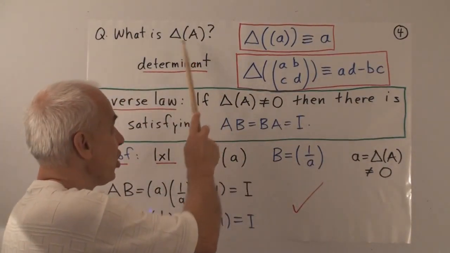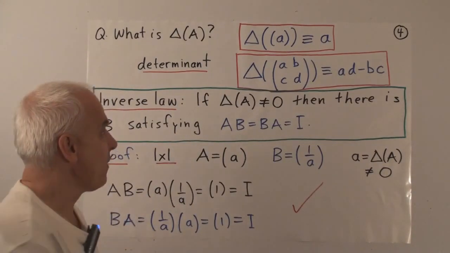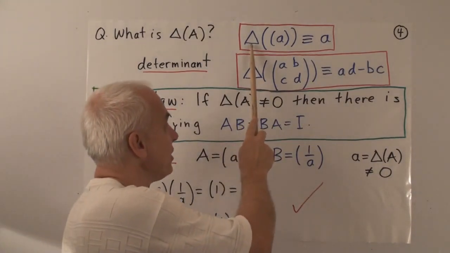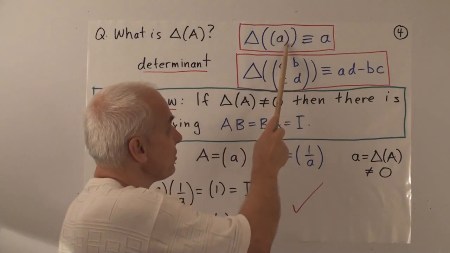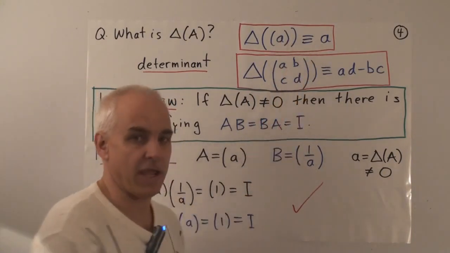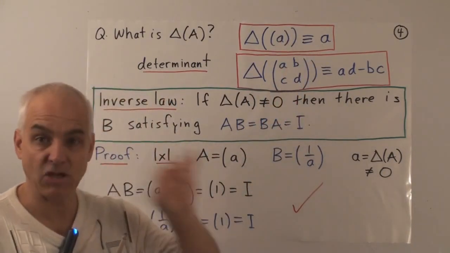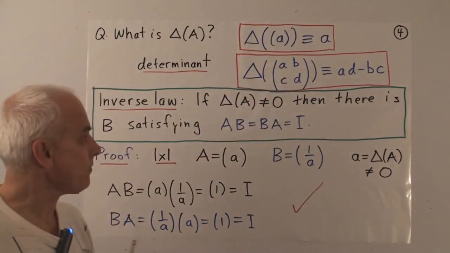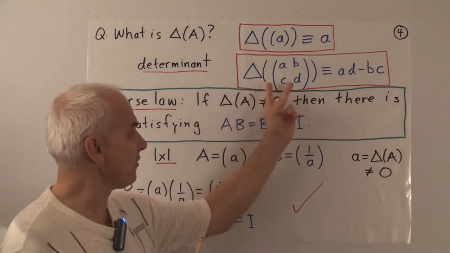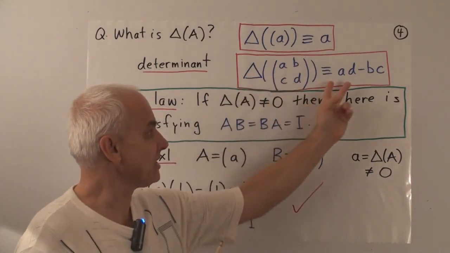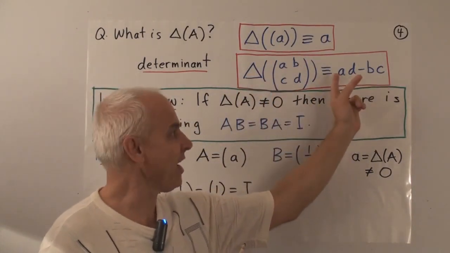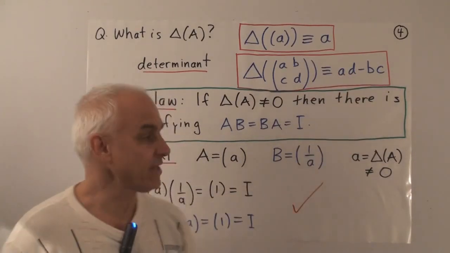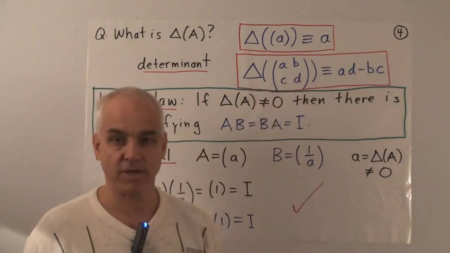First of all, what is the determinant of a matrix A? For the 1 by 1 case, the determinant of the matrix A is the number A. So it just picks out its entry. The determinant of the matrix is a number. For the 2 by 2 case, the determinant of the matrix A, B, C, D is this number that we've seen many times, AD minus BC. That's the definition of what we mean by the determinant.